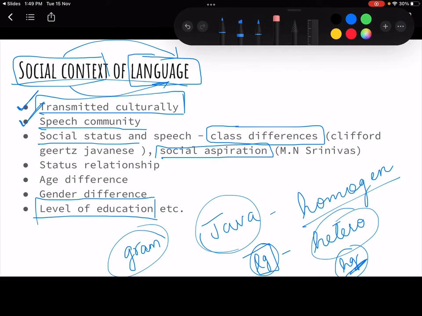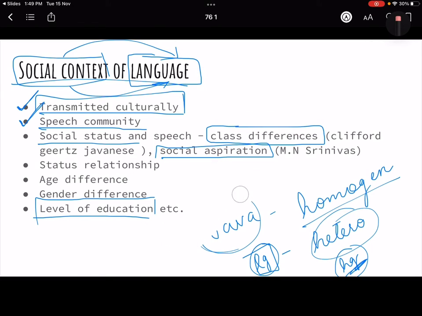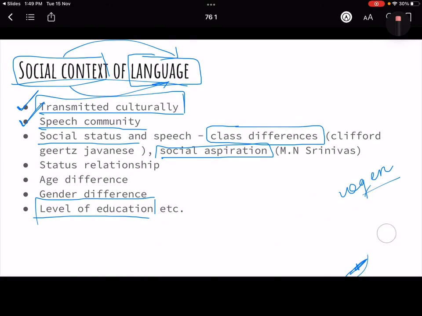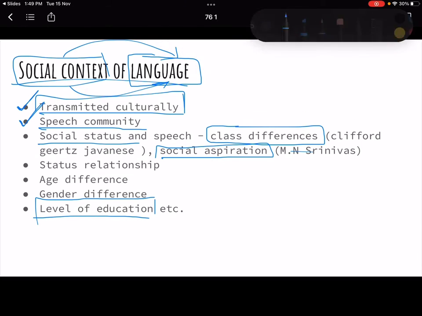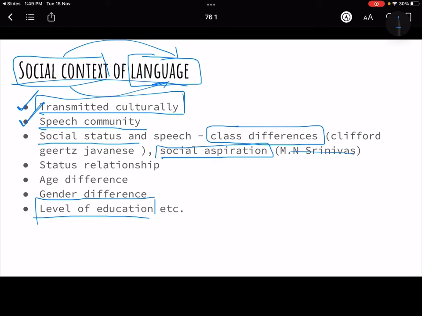If we have to talk about social aspirations, what you want to become, what you are aspiring to become. For example, M.N. Srinivas studied this, the study of westernization and Sanskritization. Now, what Sanskritization or westernization is, is part of paper 2, but I'll just tell you.